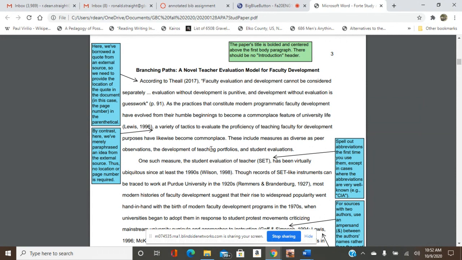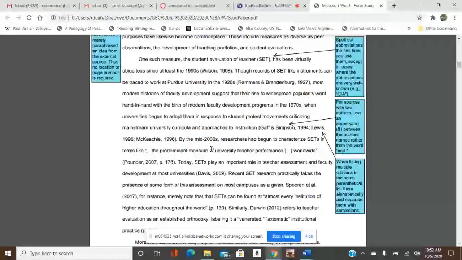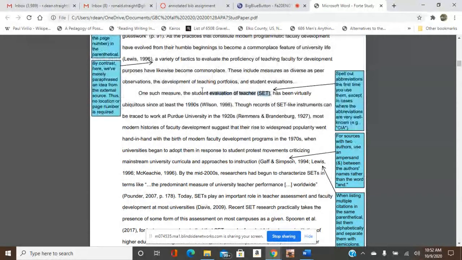I'm scrolling down because we've covered a lot of this, but I want to get to this parenthesis conversation I was having. There it is. So if we look at the very beginning of this, look at one such measure, the part that I just highlighted.